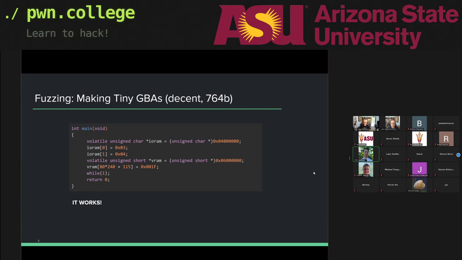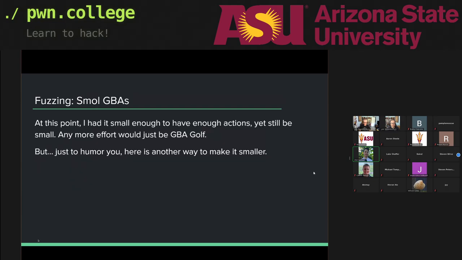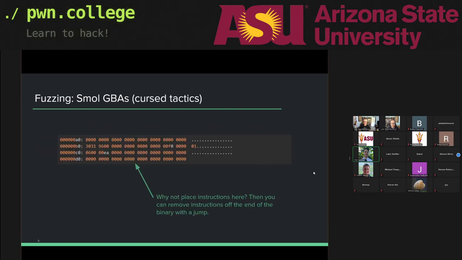That's really small. So then the next part, I thought, okay, we already have a small Game Boy Advance ROM. There really is no reason to go forward anymore. It's pretty much just golf at this point. Yeah, pretty small. But just to humor you, here is another way to make it even smaller if we just want to play some theoretical golf here.